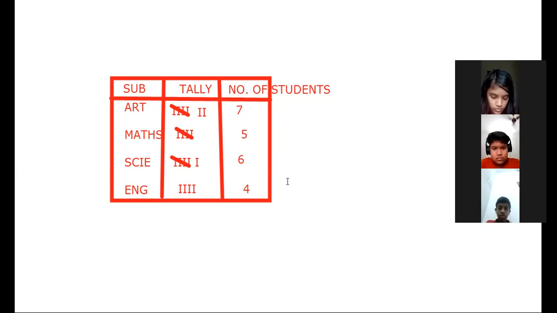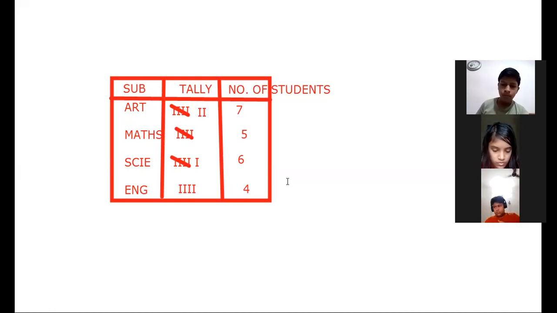Then what is the frequency? Frequency gives the number of times that a particular entry occurs.